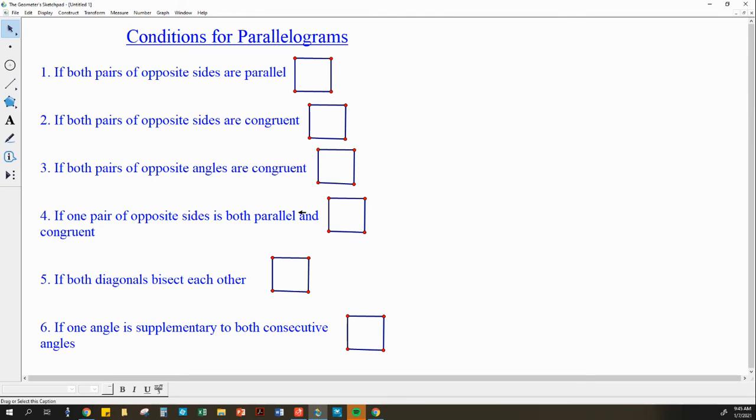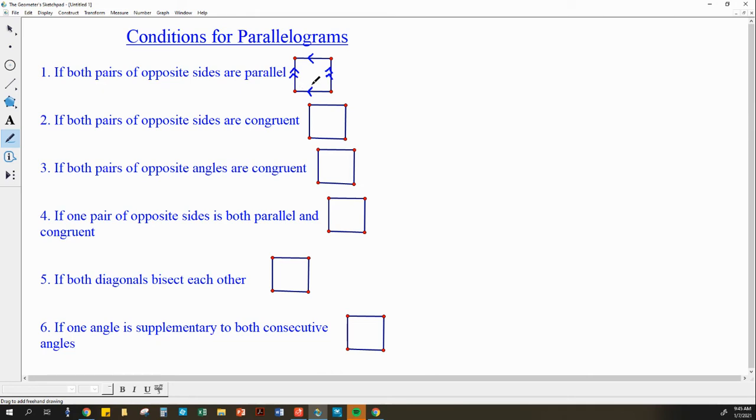Well, there are actually 6 ways. Here we have the 6 ways, and I want you to understand what it looks like. All right. If we happen to know that both pairs of opposite sides were parallel, remember what that looks like is an arrow. If I knew these 2 sides were parallel, if I knew these 2 sides were parallel, this has to be a parallelogram.